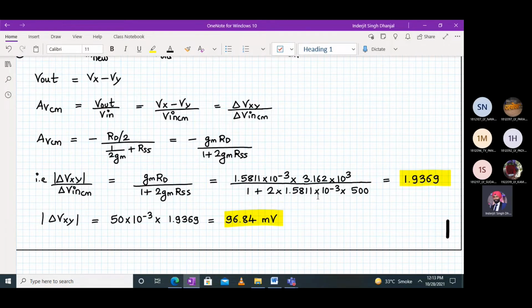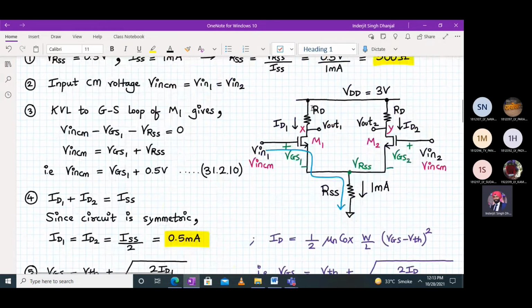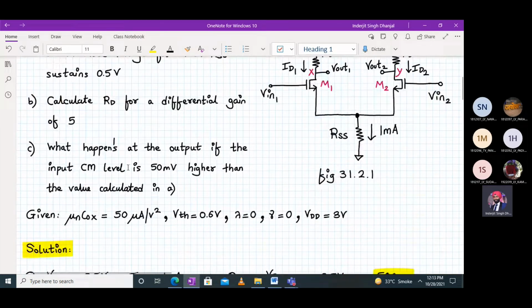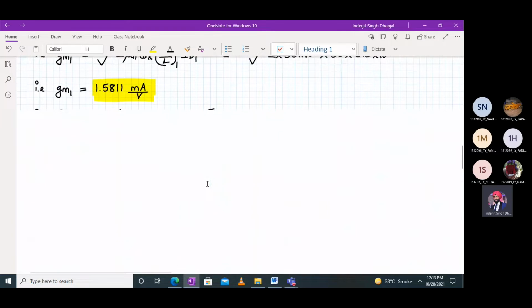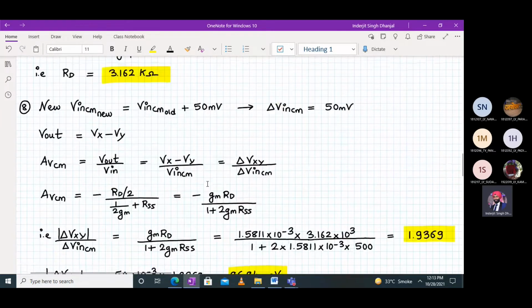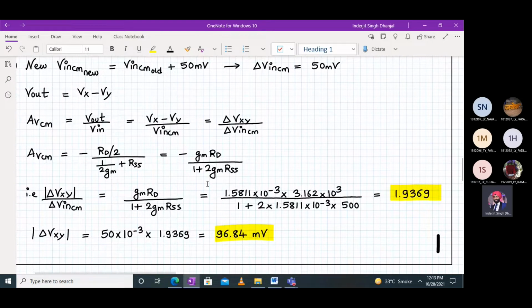Okay, but what are they asking? They are asking us to find out the value of output, that is delta Vxy. So we'll multiply this with delta Vin,CM. So delta Vin,CM is actually 50 millivolt. Correct? Let us check it out. Yeah, 50 millivolt difference is there, right? So let me continue. Here it is. So the result gets multiplied by 50 millivolt, because delta Vin,CM is 50 millivolt. So your delta Vxy, the final result, is 96.84 millivolt.